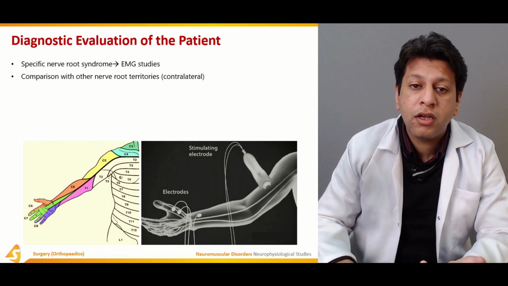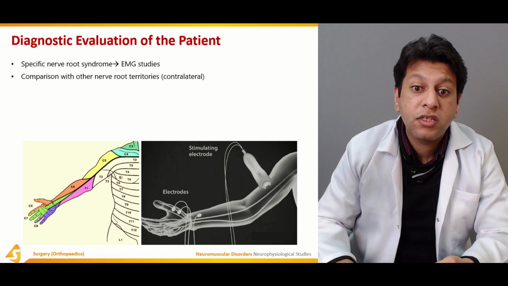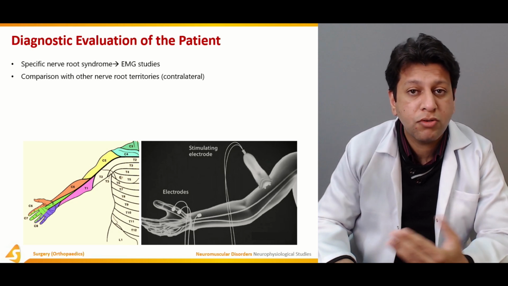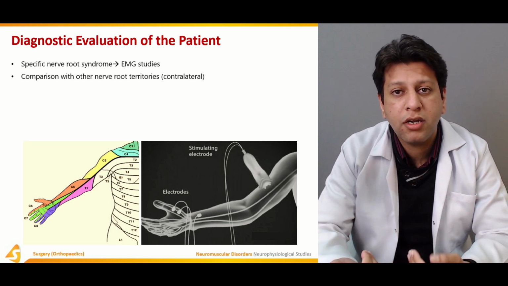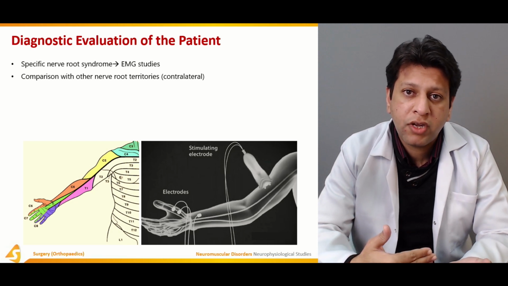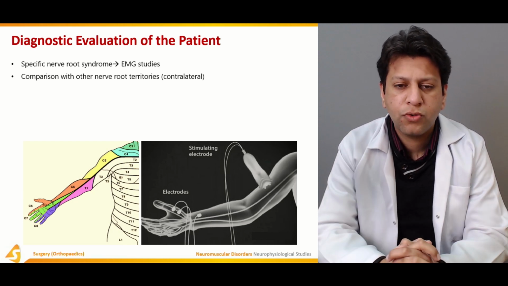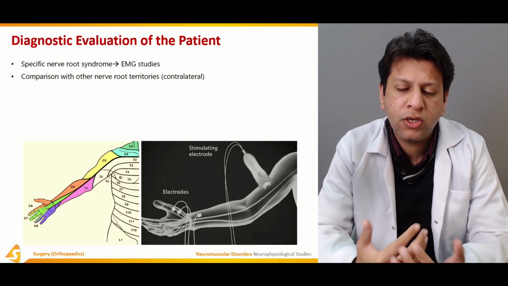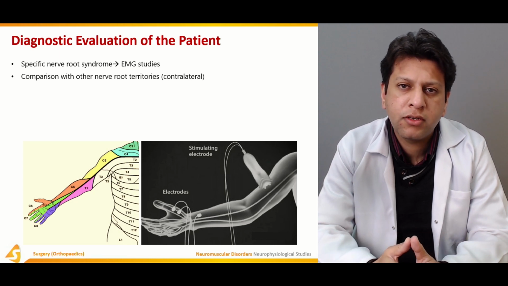Another advantage is that comparison with other nerve root territories can be used. For example, if we are measuring it on the right arm, we know our left arm is normal, so we can pick that up.